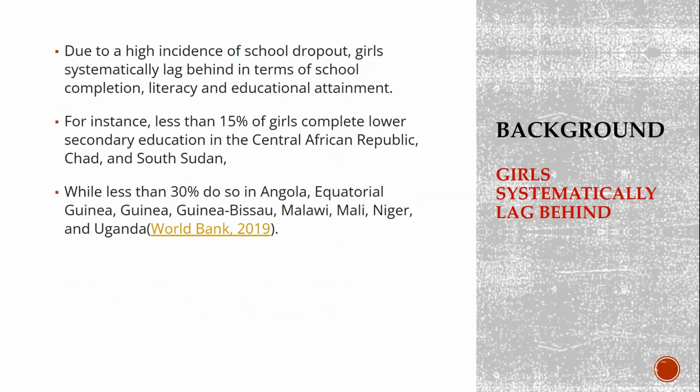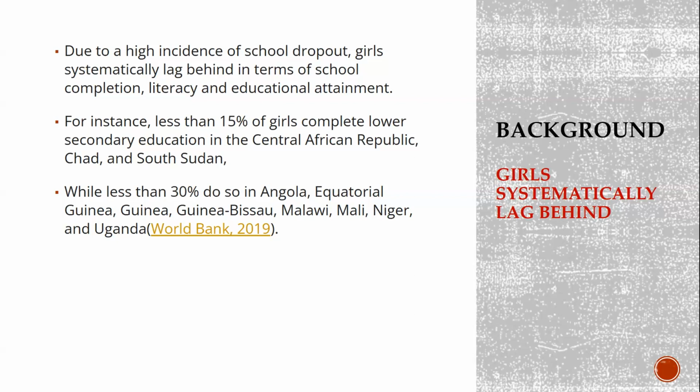Some of the findings that we have on hand are that girls are systematically lagging behind, and as a result, they don't complete schooling at secondary level or even go further most of the time. They also have problems with their literacy and educational attainment levels. For instance, less than 15% of girls complete lower secondary education in the Central African Republic, Chad and South Sudan. When we are given data it helps, because then we know what we are looking at.